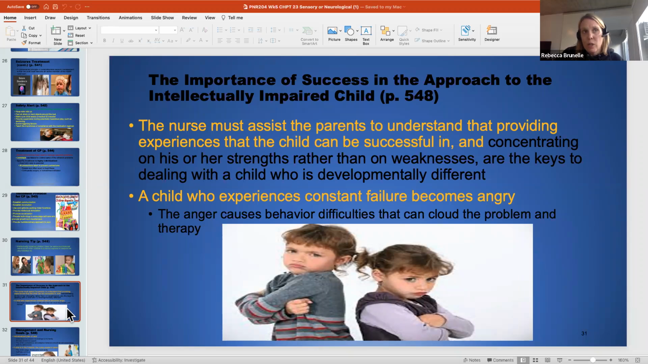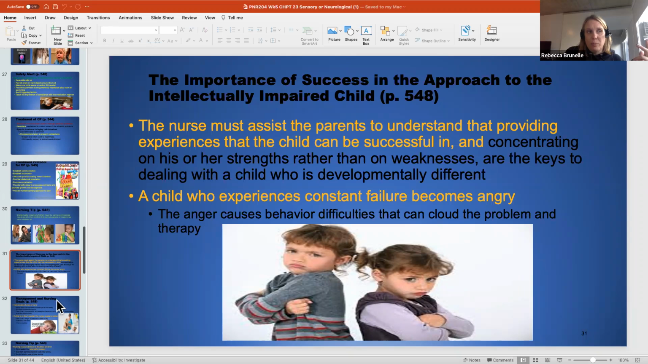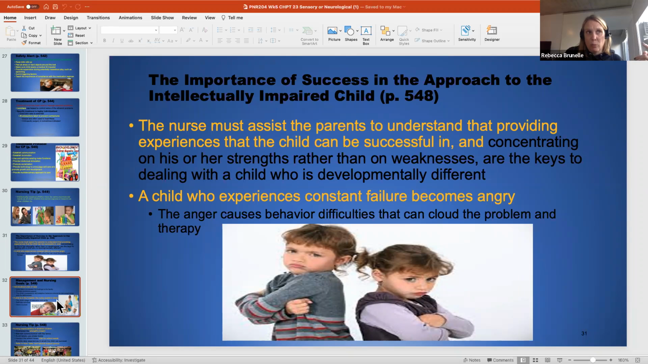The family might need support. You really want to encourage the parents to focus on their strengths instead of their weaknesses. And always remember, if a kid's constantly being told that he's not good at something or that he's failing at everything, that can make them angry or ultimately have them develop behavioral problems.